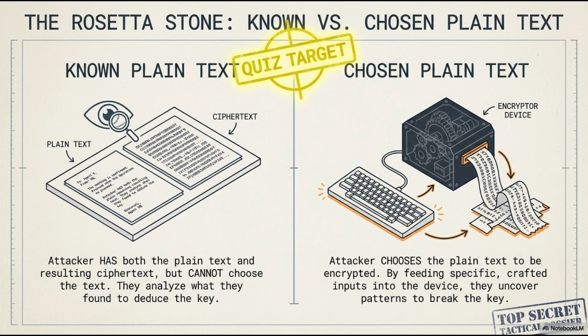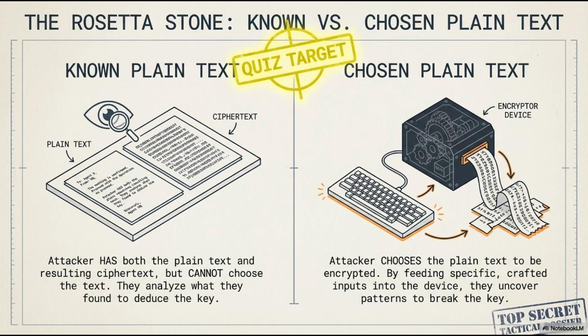Like finding a completed crossword puzzle right next to a blank version of the same puzzle? You didn't pick the words, but looking at them side by side, you figure out the creator's logic. Right, you're just observing. Now, contrast that with chosen plaintext. Here, the attacker actively chooses the plaintext to be encrypted. So they have some kind of access. Yes, by feeding specific crafted inputs into an encryptor device, they can uncover patterns in the cryptographic output to break the key. So that's like handing the crossword creator a very specific, weird list of words and watching exactly how they build the puzzle around your input. Yes, you are actively probing the logic.